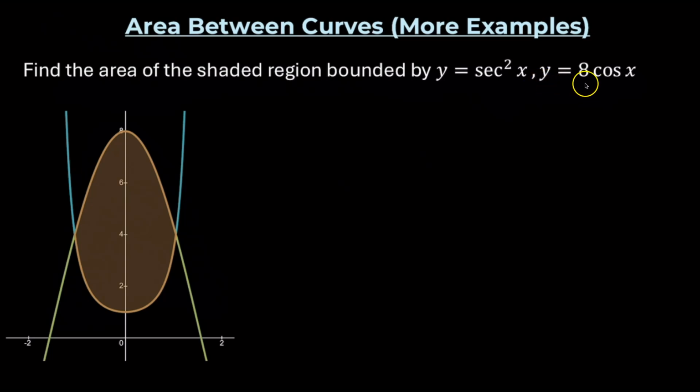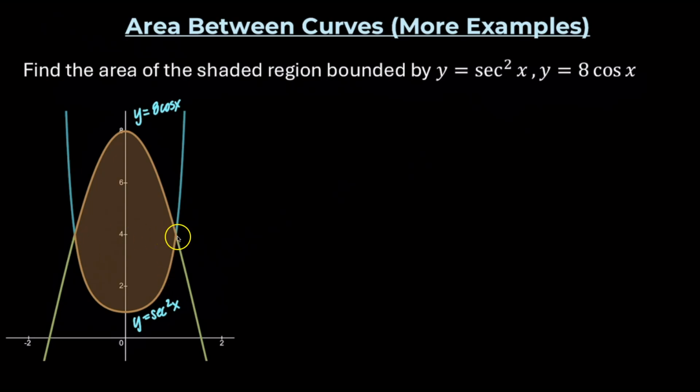And so the graph of y equals 8 cosine x starts at the amplitude when x equals 0. So that means that this downward facing piece here is going to be the portion of y equals 8 cosine x, which means that the other function must be y equals secant squared x. And that's not really a basic function. We wouldn't know exactly what that looks like, but by process of elimination, now we do.